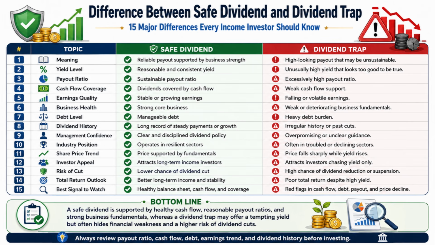Number 2. A safe dividend usually offers a reasonable and consistent yield. On the other hand, a dividend trap often shows an unusually high yield that looks too good to be true. Number 3. A safe dividend is backed by a sustainable payout ratio, whereas a dividend trap often has an excessively high payout ratio that may be difficult to maintain.